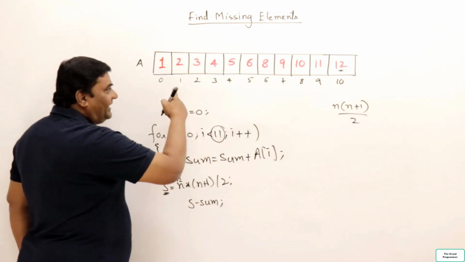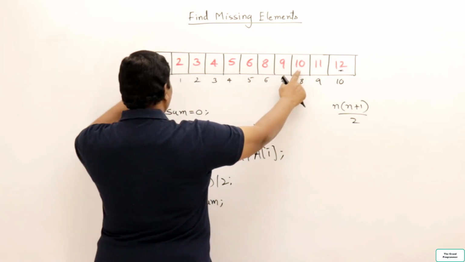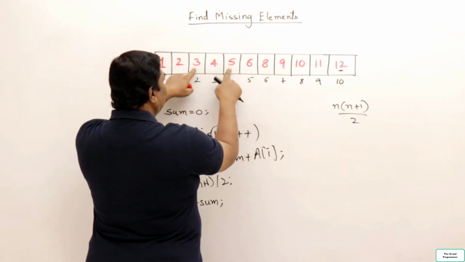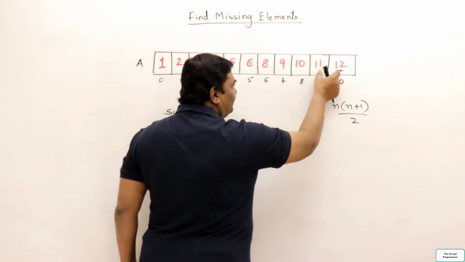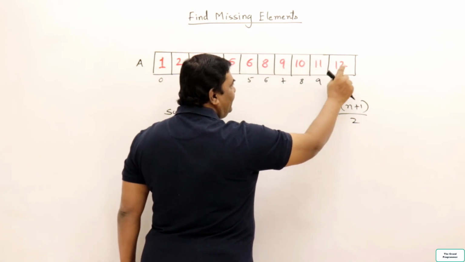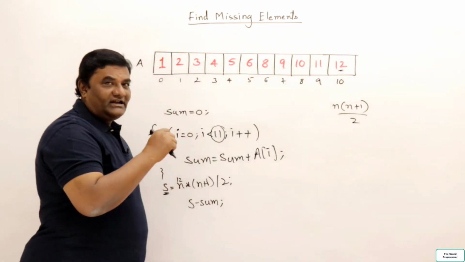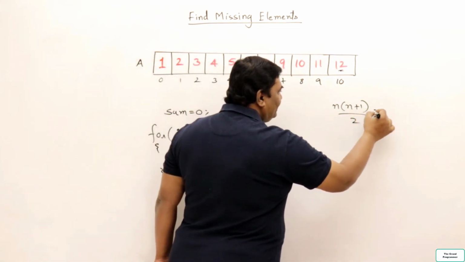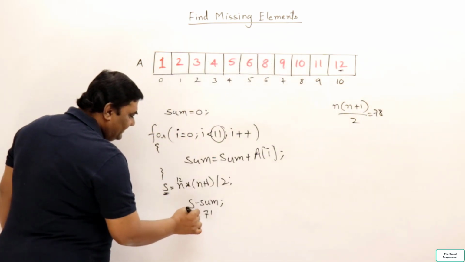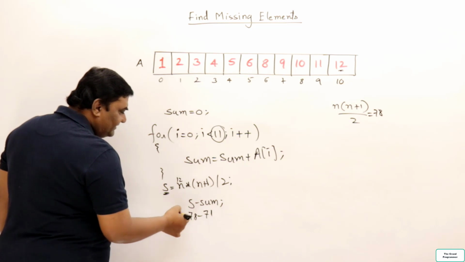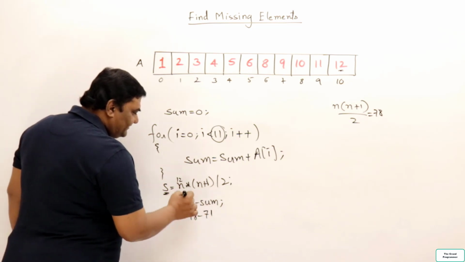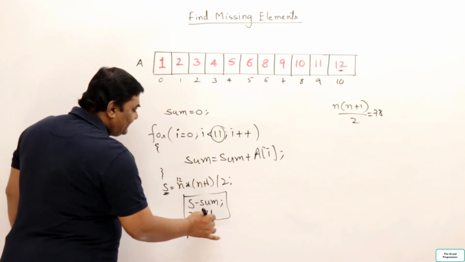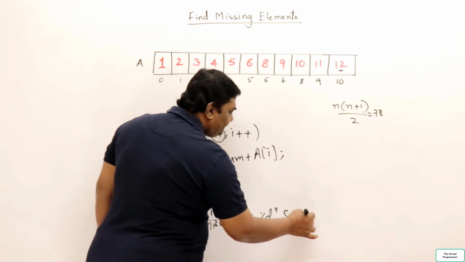For example, if I add all these numbers, it's like this is 10 plus these two, 20, these two, 30, these two, 40, and this is 48. Then these two numbers, 59, 71. So in total I am getting 71. So this sum will be giving me 71, and for this, just now I have calculated that it was 78. So 78 minus 71 is 7. So by subtracting this I can get the number. So directly I can print it here. I will say printf missing number is s minus sum.